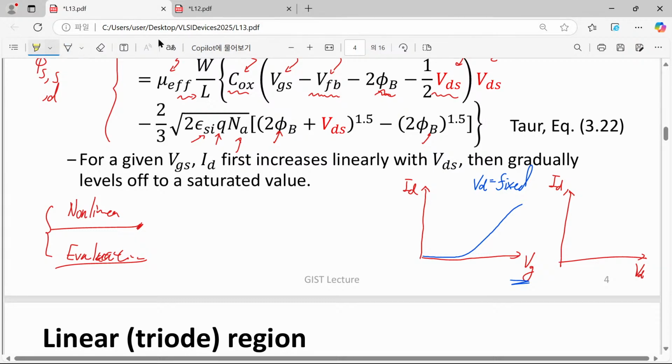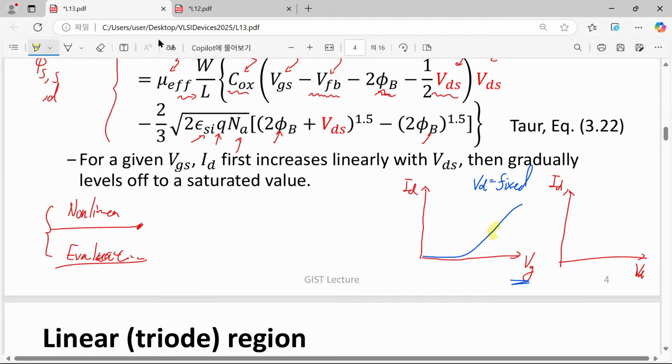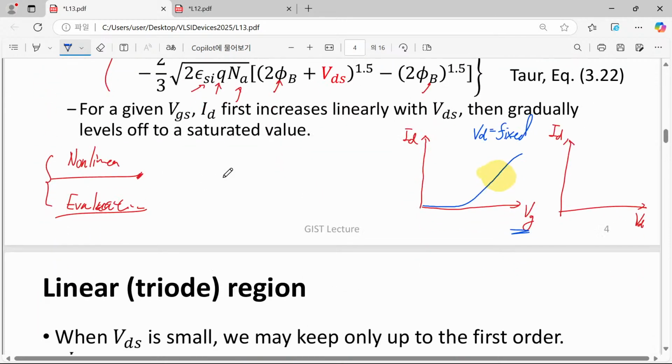Currently we are talking about the operation regime related with this point, because we are assuming that inversion is already occurring. So that's the reason why we say this surface potential is pinned. So this is one thing in terms of gate voltage.